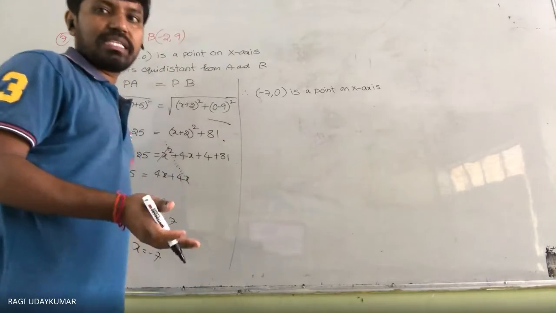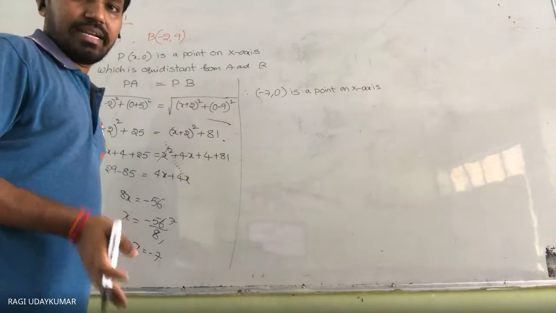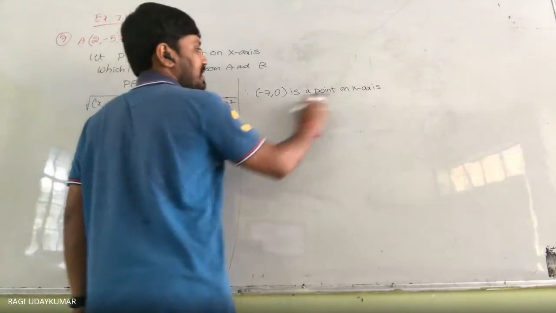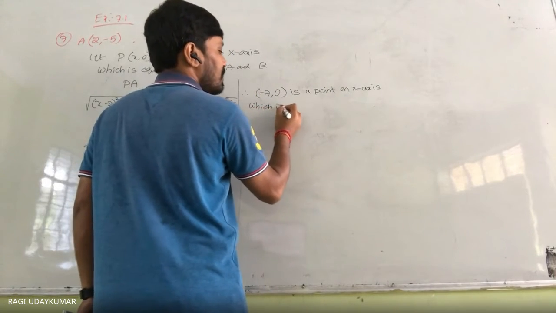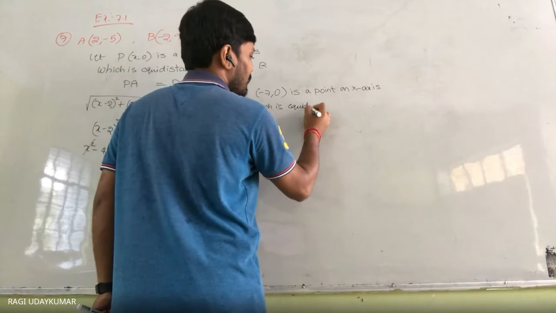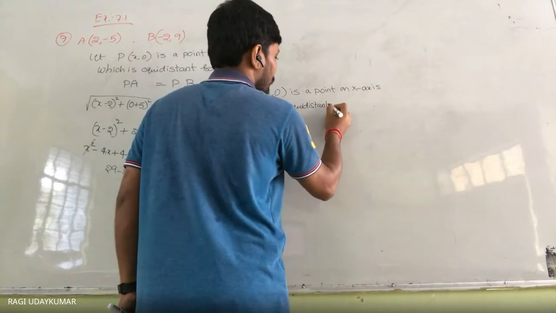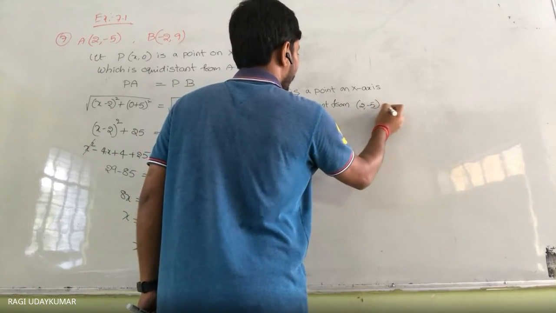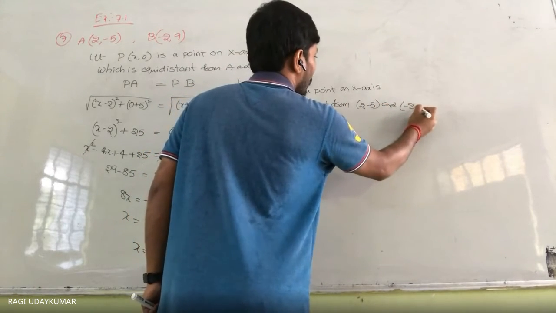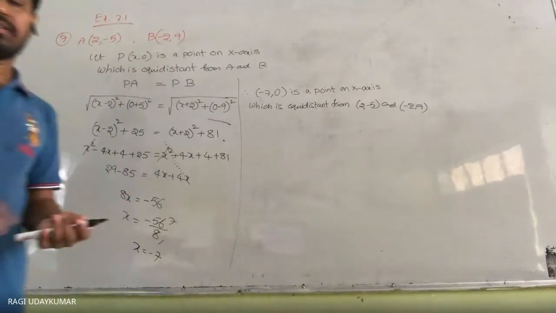Suppose in a descriptive exam if you are taking into consideration, descriptive exam में ऐसा conclusion compulsory लिखना. Minus 7 comma 0 is a point on x-axis which is equidistant from 2 points, 2 comma minus 5 and minus 2 comma 9. Did you understand?